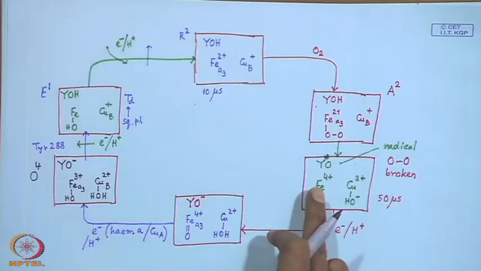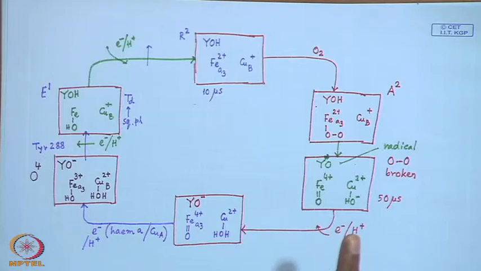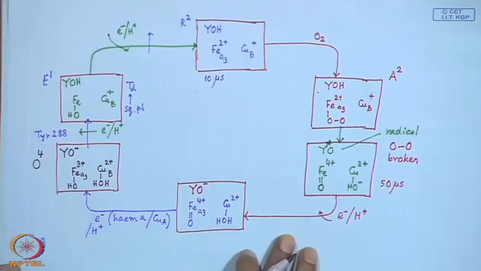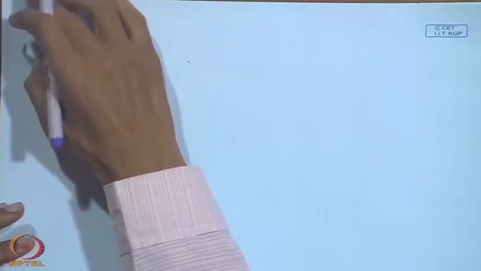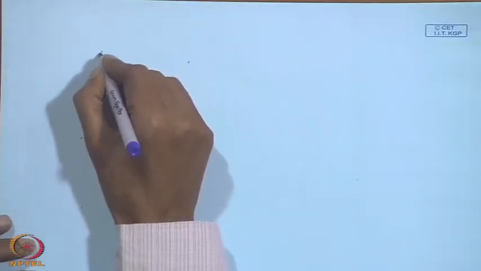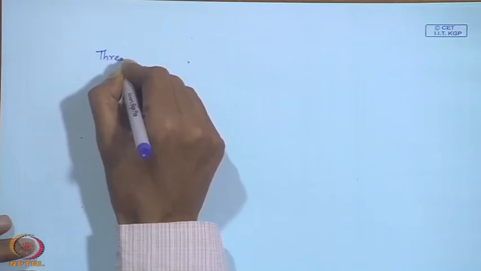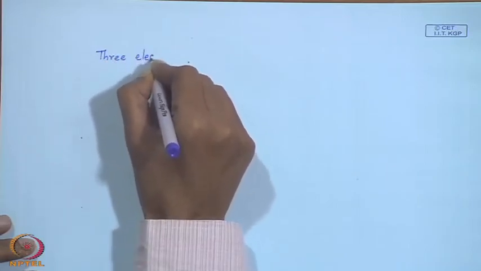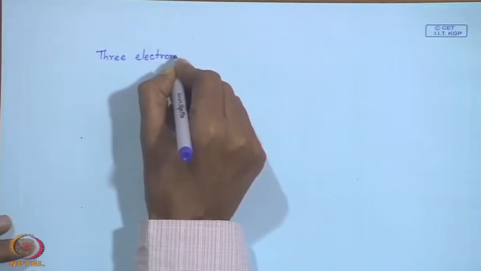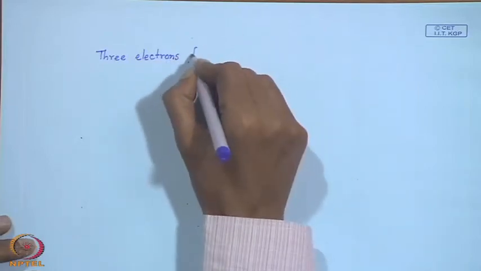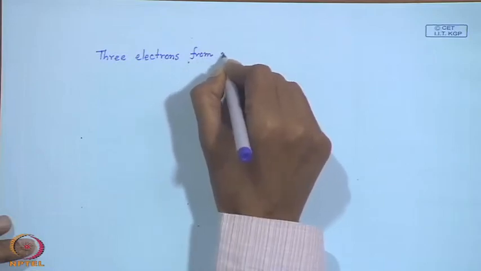Similarly, the formation of this corresponding radical is important, because this is the enzyme which extracts 3 electrons. So, the enzyme extracts 3 electrons, how are we getting that? We are getting 3 electrons from metal ions.